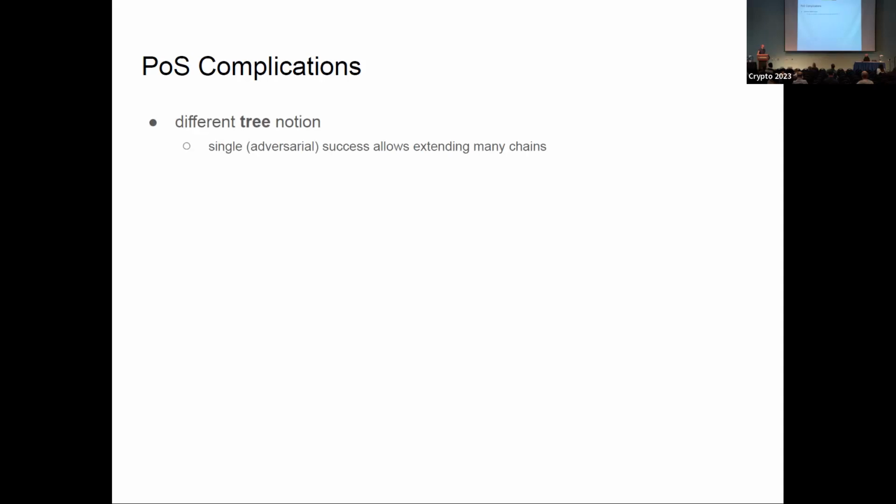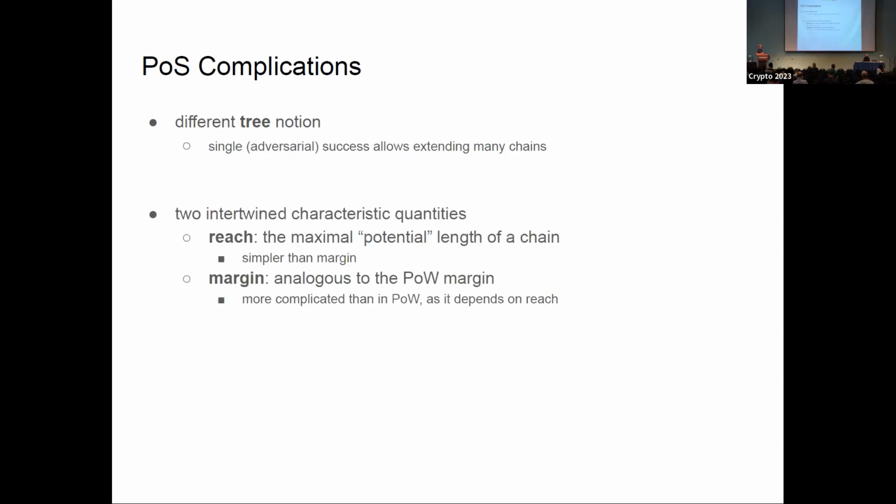They begin pretty early because already the notion of a tree is different for proof of stake. One significant reason for that is that in proof of stake, a party can create many blocks if it wins the lottery, as long as each of these blocks extends a different chain. This is a property of proof of stake. Then also the analysis is more complicated because, in fact, we need 2 intertwined characteristic quantities to describe the execution. There is a quantity that is called reach. I won't go into the details of it, but it's somewhat simpler to understand than margin.